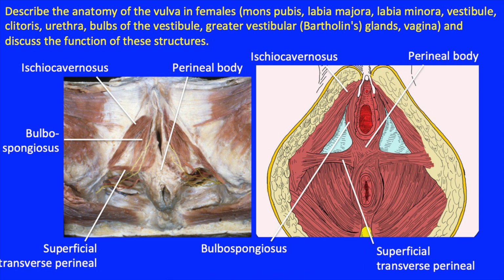Removing the skin of the vulva, we see in the female the same three muscles described in the male in the urogenital triangle. These are the superficial transverse perineal, the bulbospongiosus, and the ischiocavernosus. Here, however, unlike in the male, the perineal body is of significant clinical relevance.